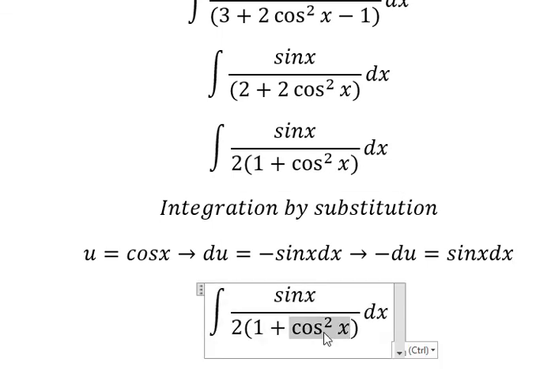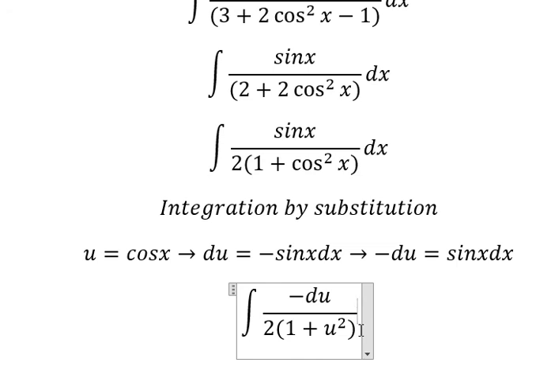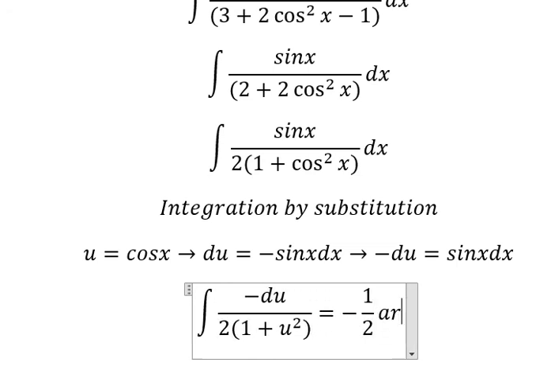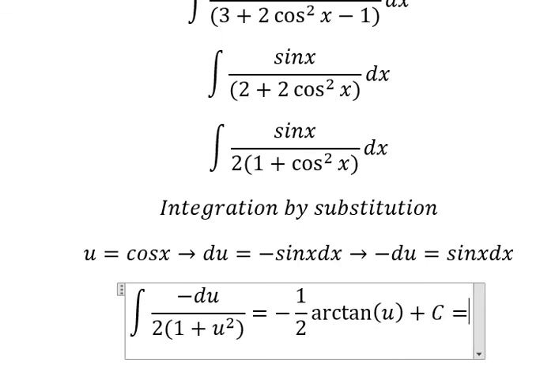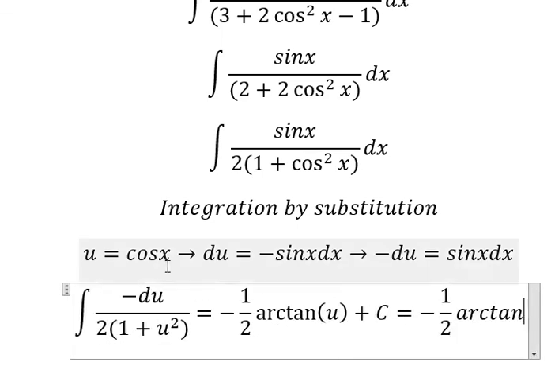This one we change by u and we have u squared. Sine x dx we change by negative du. The integration of this one, we have negative 1 over 2 arctan of u. u is cosine x.